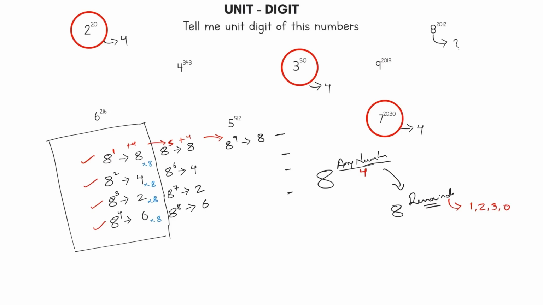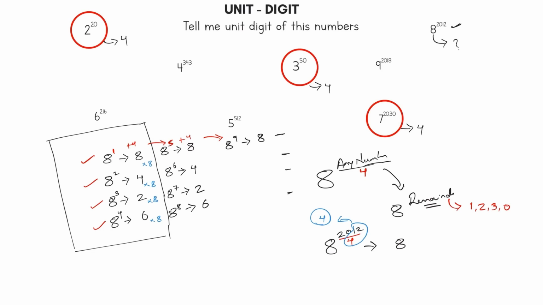So what will I do here? 8 raised to 2012. That is the number that is being given to me here. I'll divide this number by 4 because 8 has a cyclicity of 4. Then check the remainder out of it. 8 raised to what? Divide only the last 2 digits. Why? Because we had learned this is the divisibility test for 4. That's what I apply. Last 2 digits.